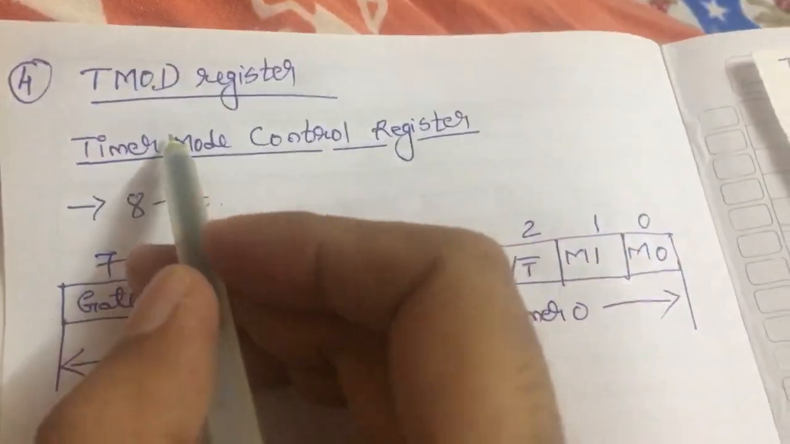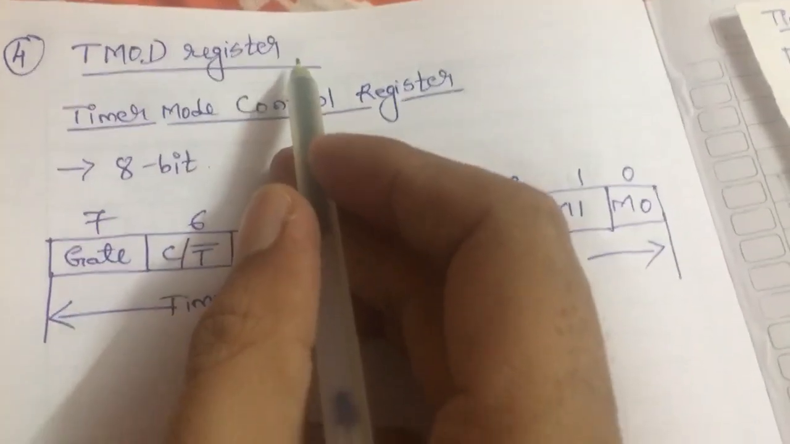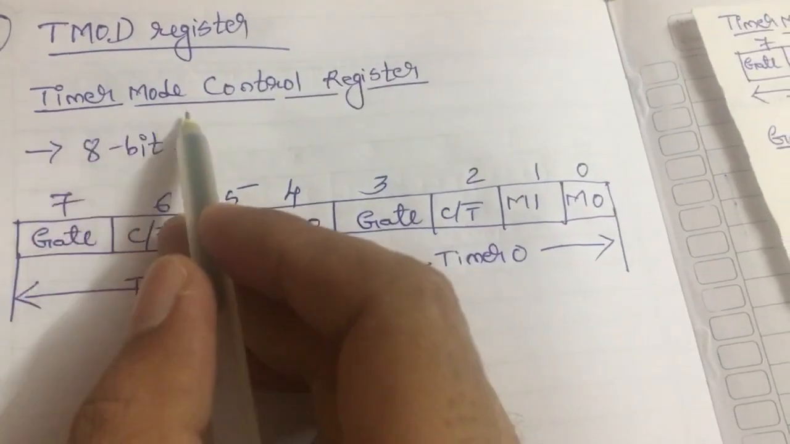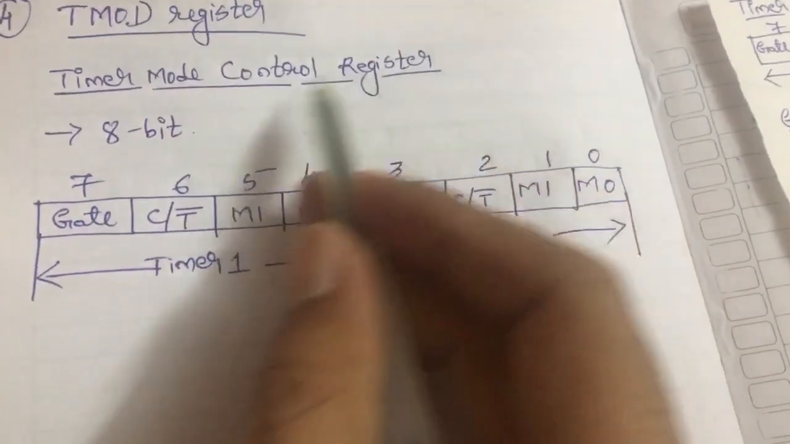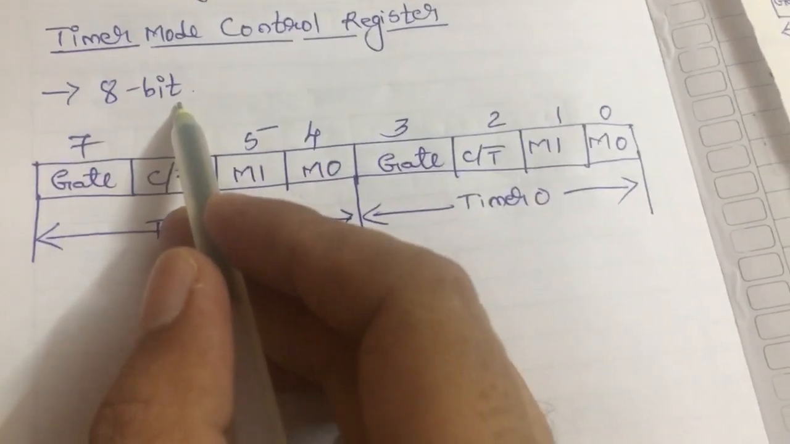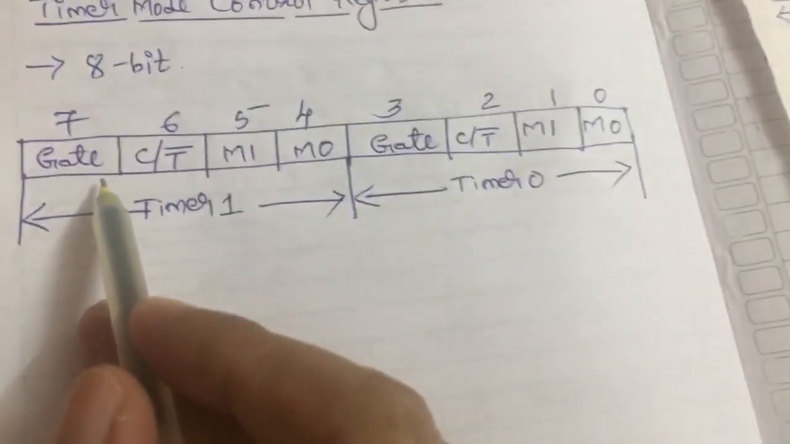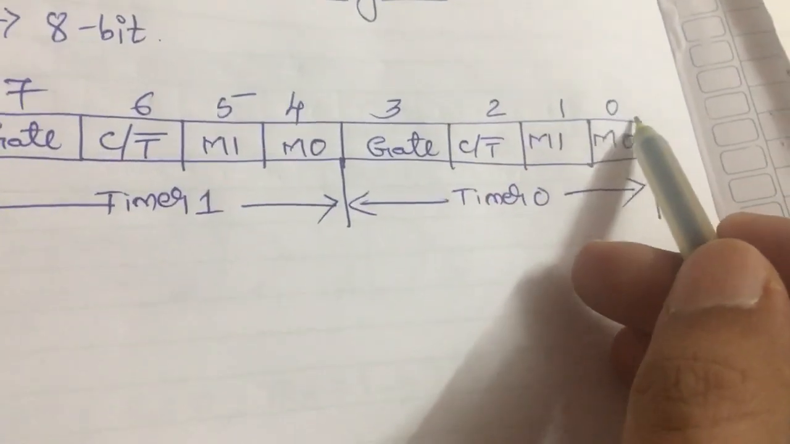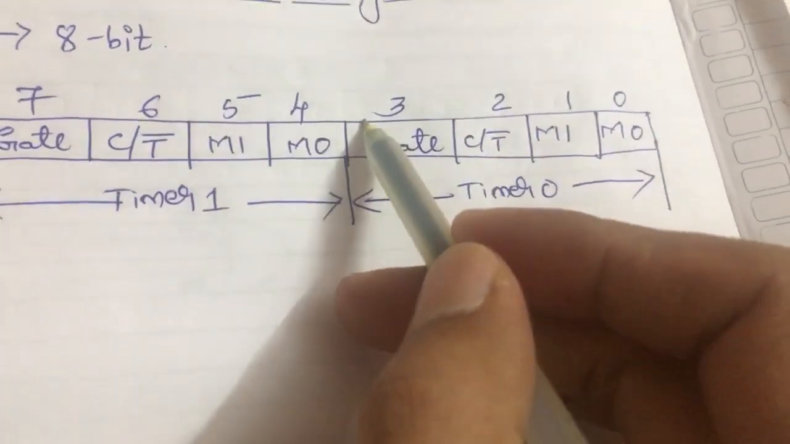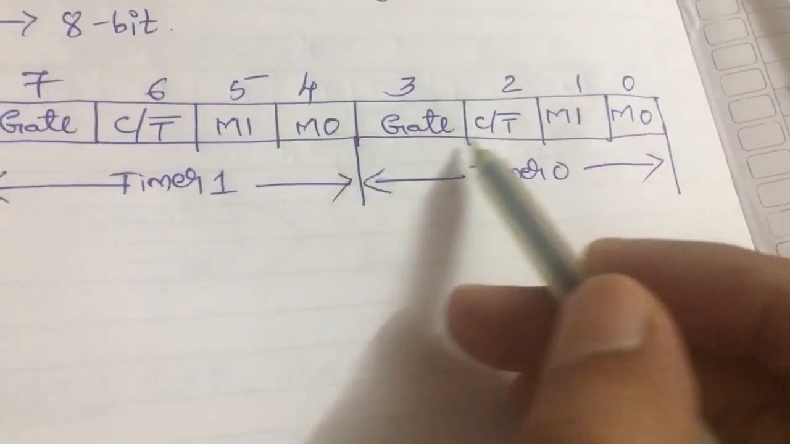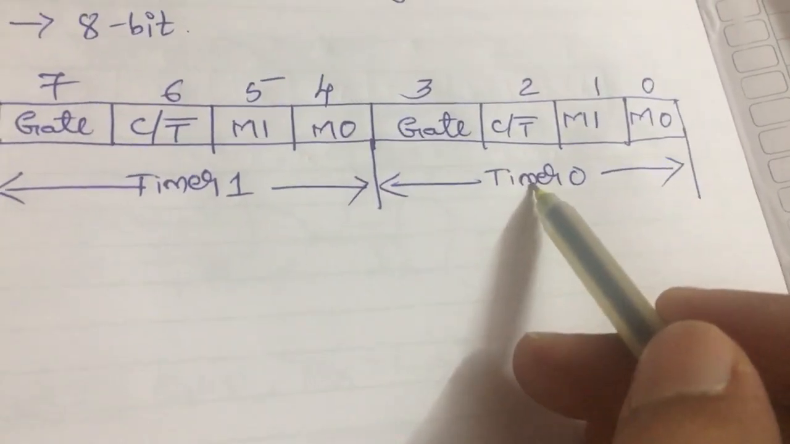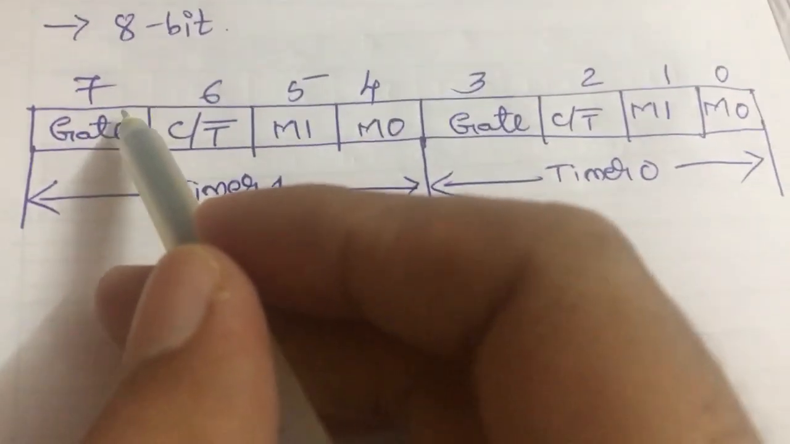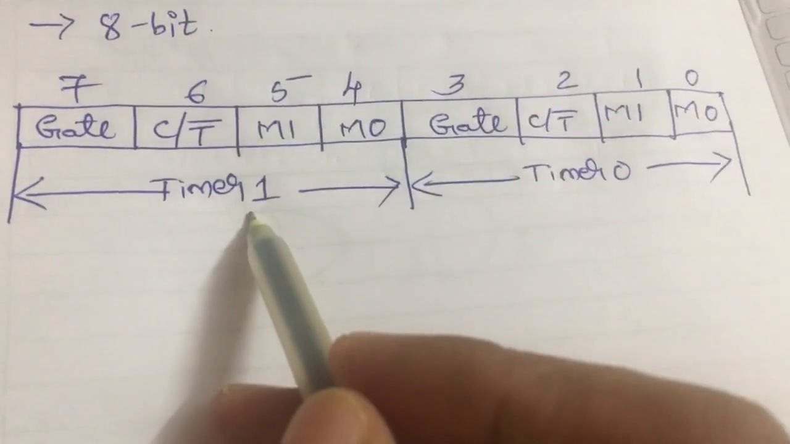The first one is the TMOD register. TMOD is called the timer mode control register, and it is 8 bits wide. This is how the bit pattern looks. Bits 0 to 3 are reserved for timer 0, and bits 4 to 7 are reserved for timer 1.